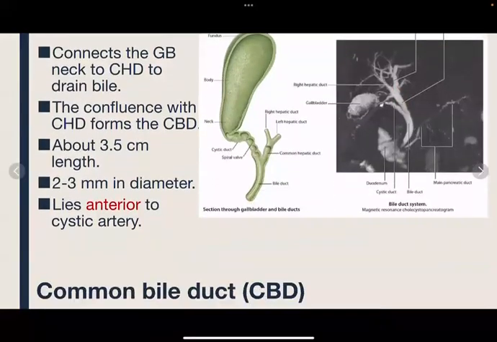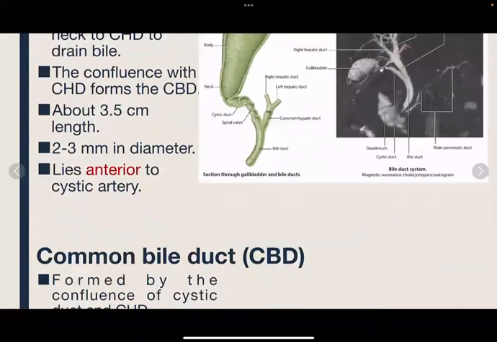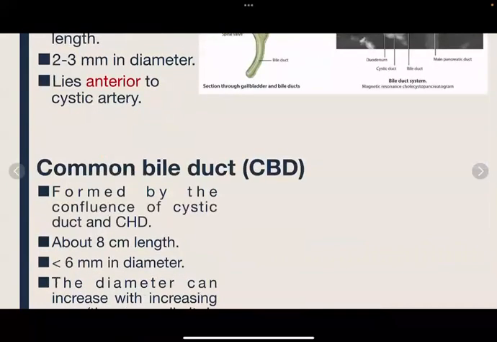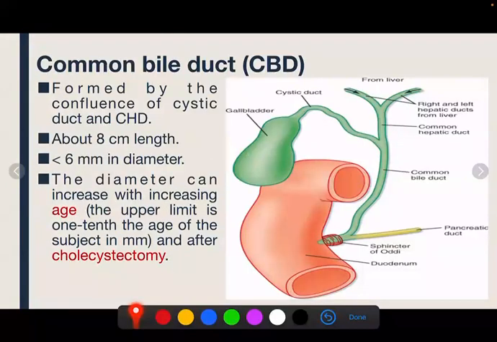The common bile duct, as we said, is formed by the confluence of the cystic duct and the common hepatic duct. It is about 8 centimeters long and less than 6 millimeters in diameter. The diameter can vary with increasing age, and the upper limit is one tenth of the age of the subject in millimeters. So at the age of 80, 8 millimeters is considered normal. And after cholecystectomy, up to 1 centimeter is considered normal.